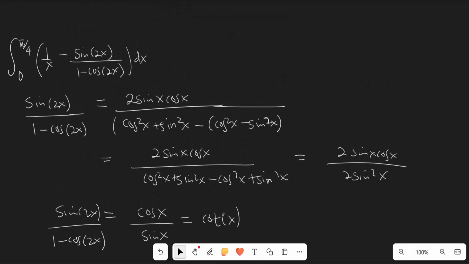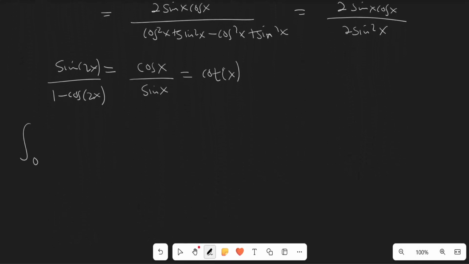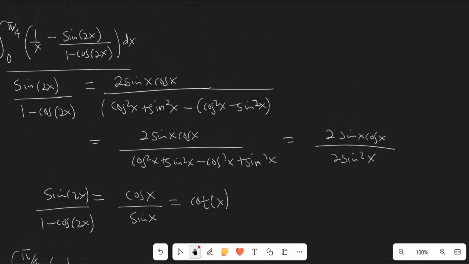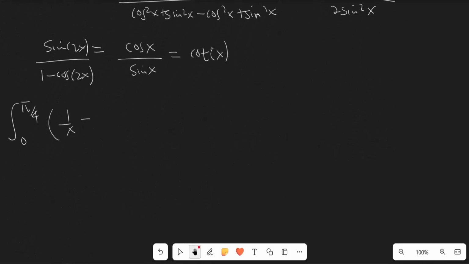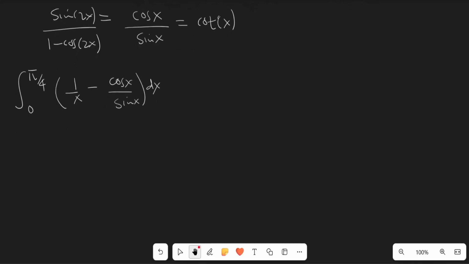So we can go back to our integral and plug it in. So you have the integral from 0 to pi over 4 of 1 over x minus, in place of this, I can write cosine of x over sine of x, all this dx. Now we are ready to integrate.